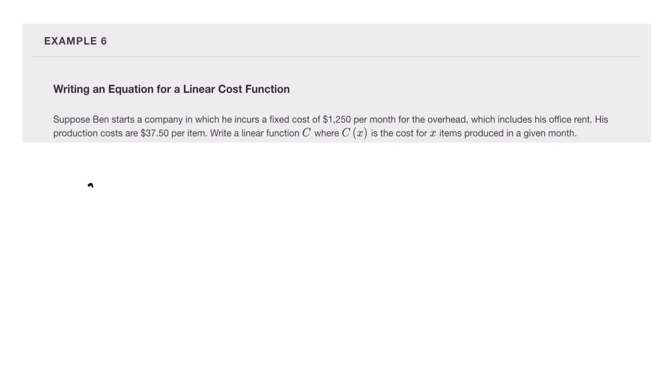So his cost function, let me see. His fixed cost is the $12.50 per month, which includes his rent. So we could say the $12.50 plus his variable cost is $37.50 per item. So 37.5 times each item produced. So something like this. This is a linear function. All right.